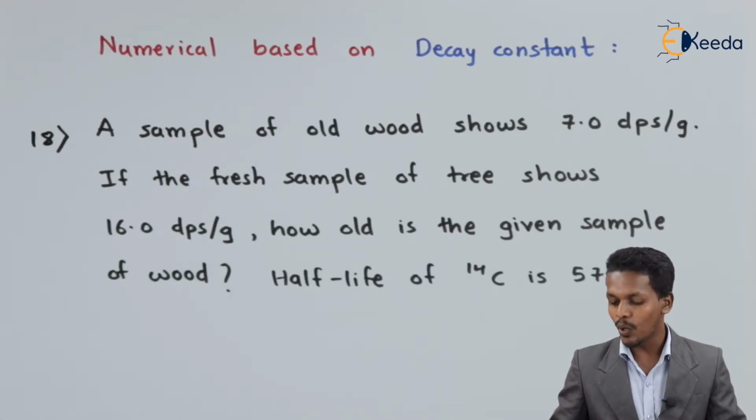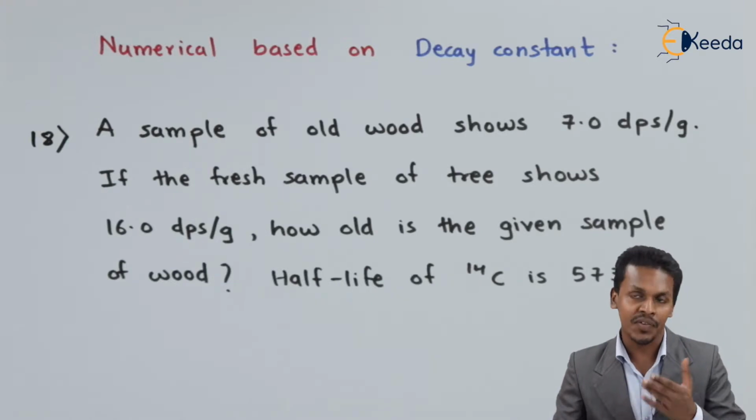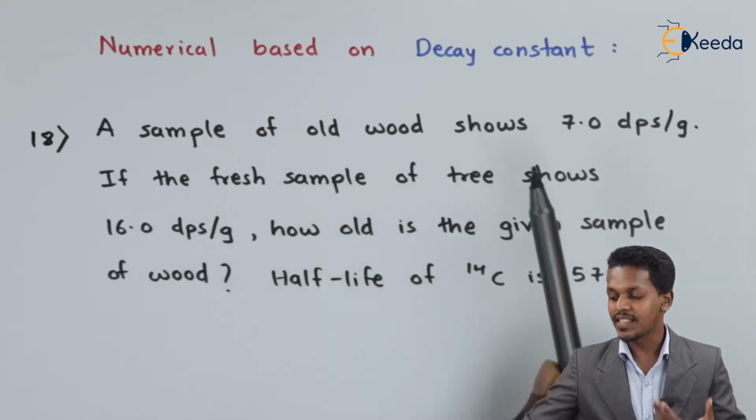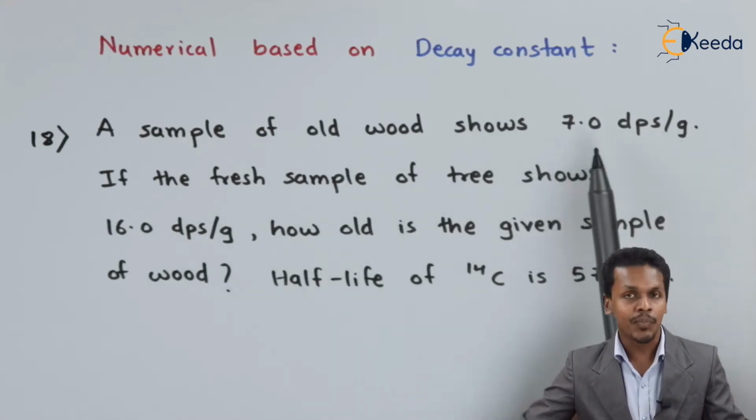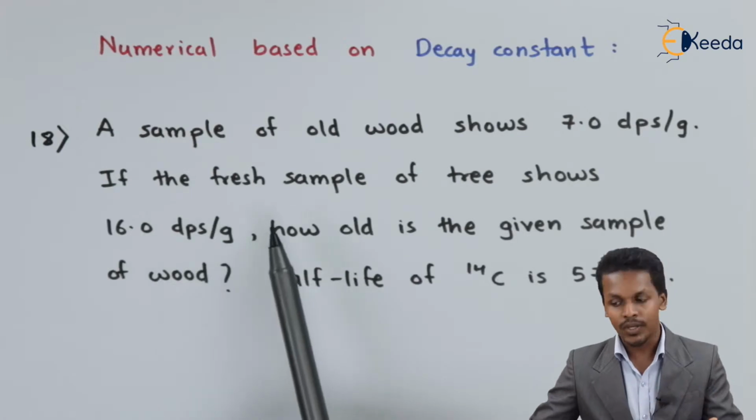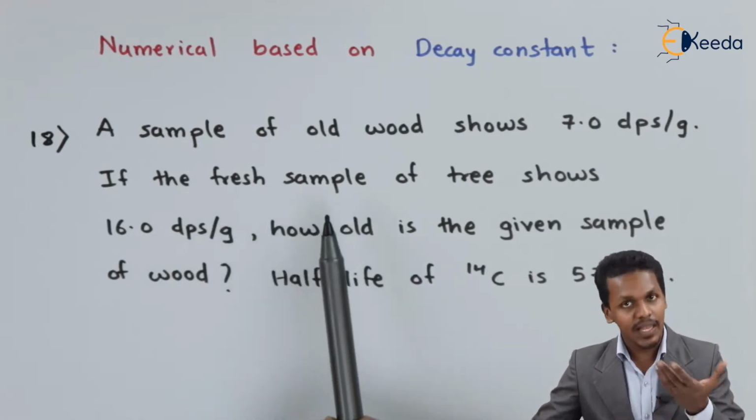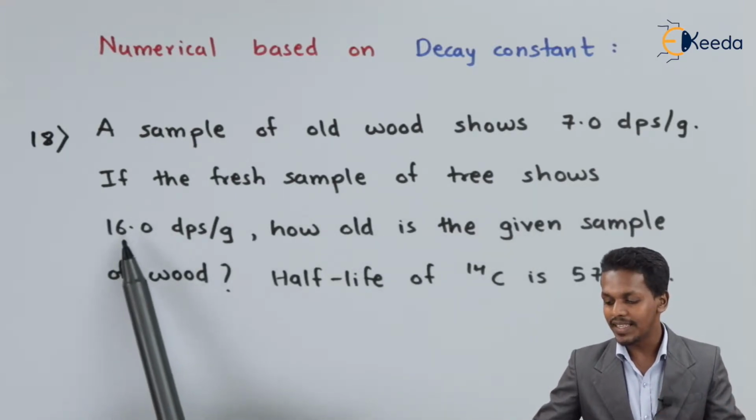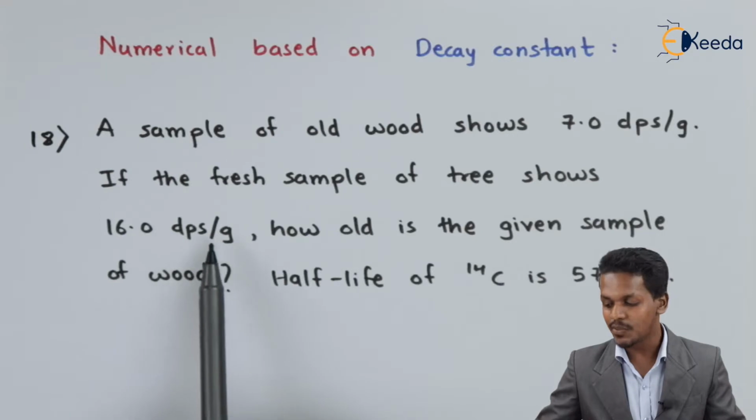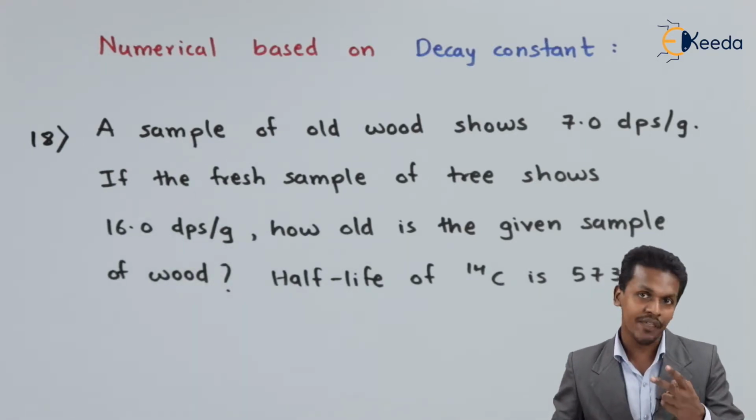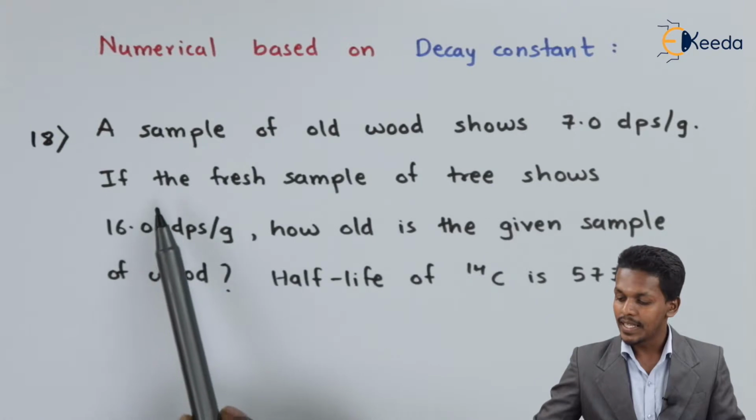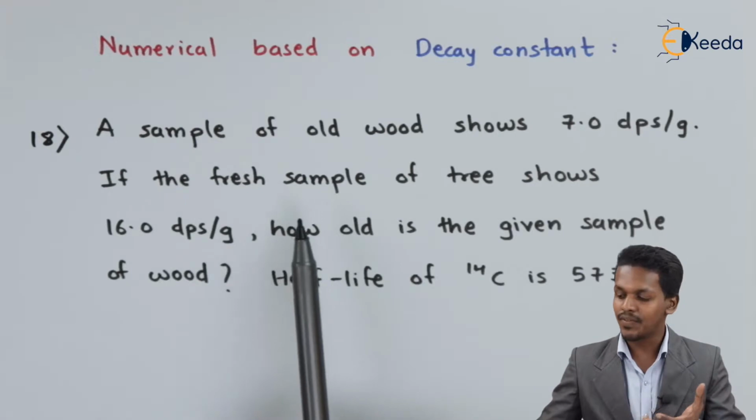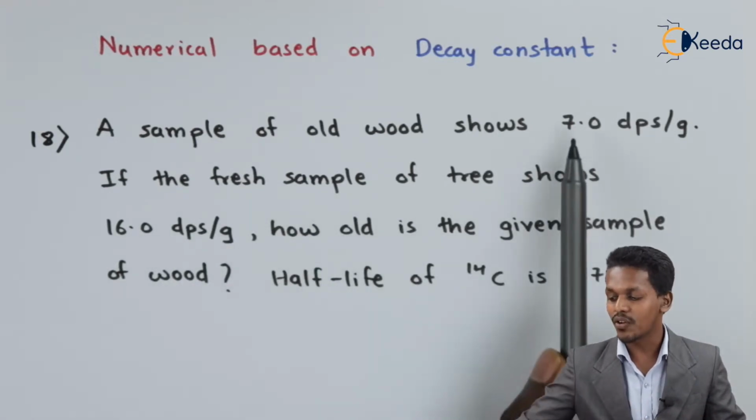Before understanding the data, let us understand this question first. They have provided us a sample of old wood that has a disintegration per second of 7.0, while the fresh sample of that same wood has 16.0 dps per gram. So there are two conditions given to you. The fresh sample obviously has a higher disintegration compared to the old one.